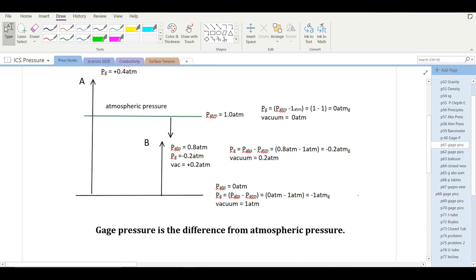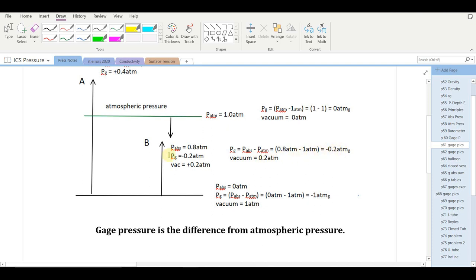What happens if you evacuate a little bit, not completely to complete vacuum, but just say bring it down 0.2 atmospheres less than atmospheric? What would the gauge pressure read if it could? Well, the gauge pressure is absolute minus one atmosphere. So if the absolute pressure here is 0.8, I took 0.2 away, there's 0.8 remaining. Absolute pressure is 0.8 minus one atmosphere. The gauge pressure would be minus 0.2 atmospheres gauge. And that means the vacuum is 0.2 atmospheres. So you see that vacuum is numerically the same as gauge pressure, but they're opposite sign.